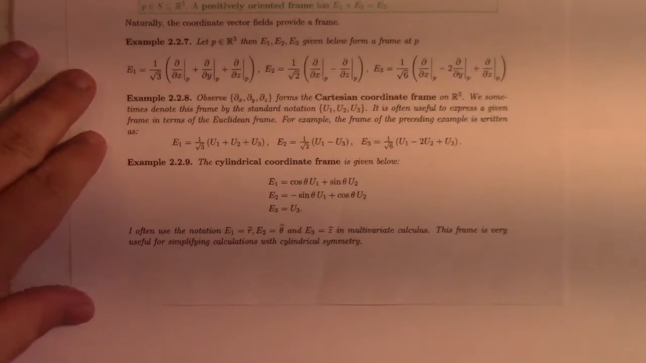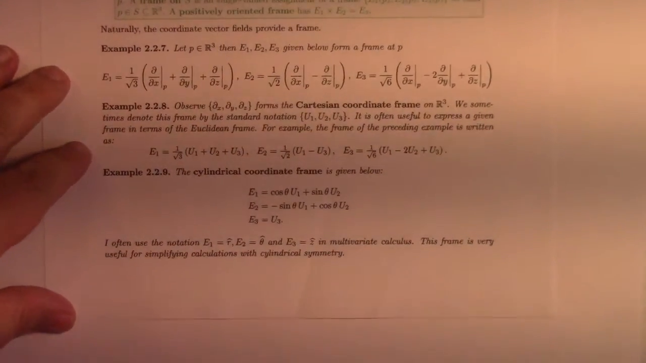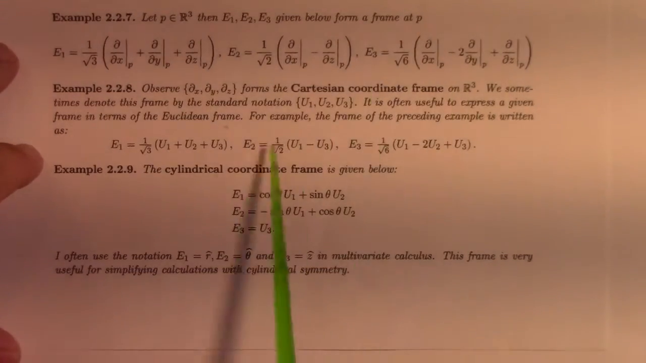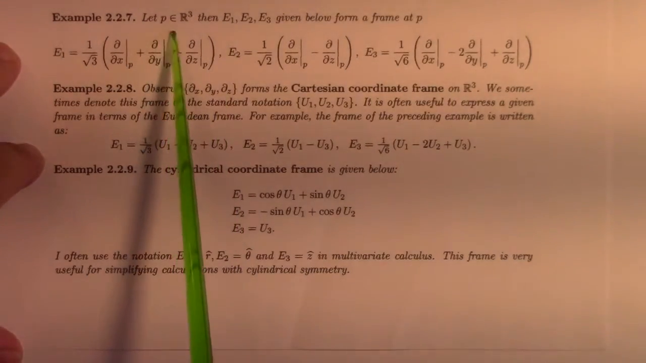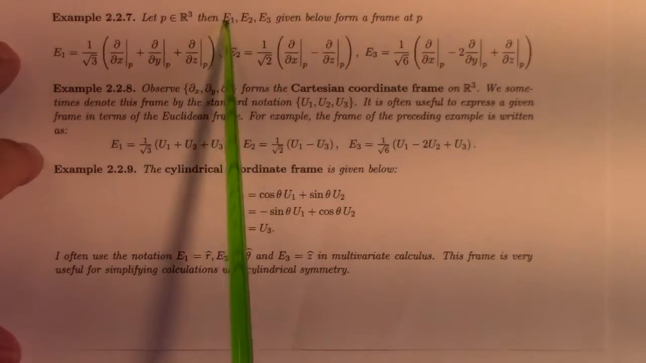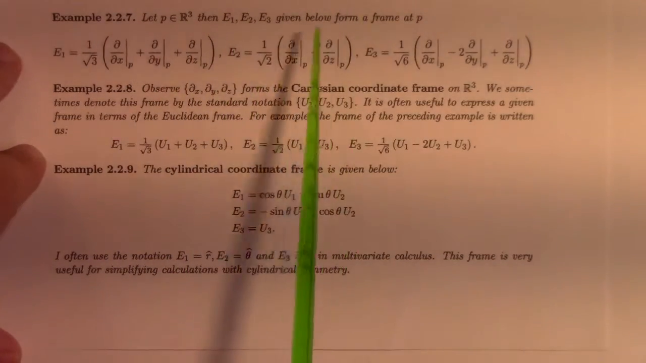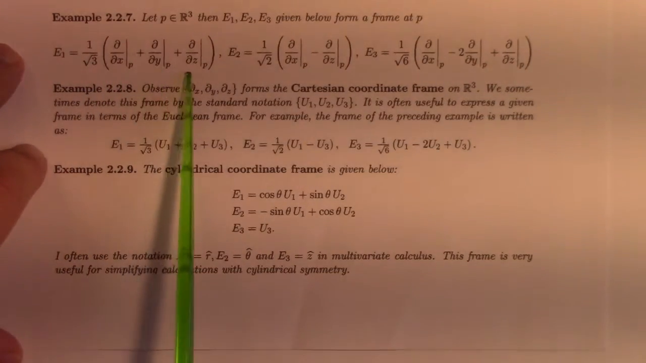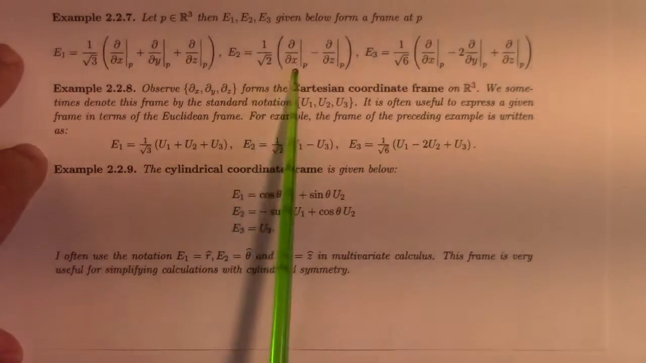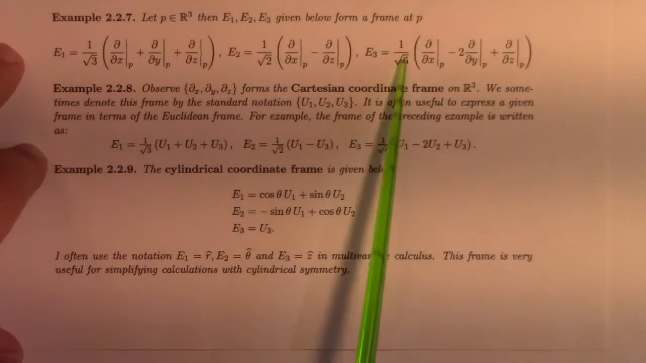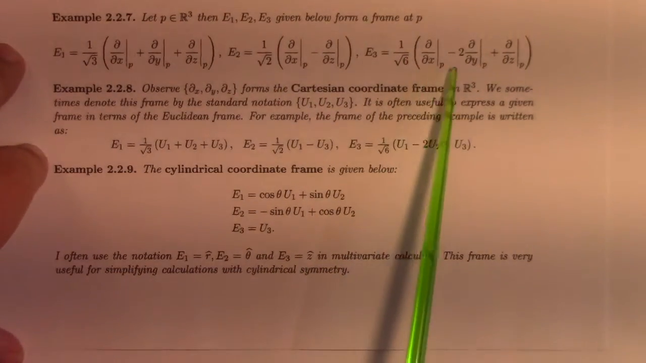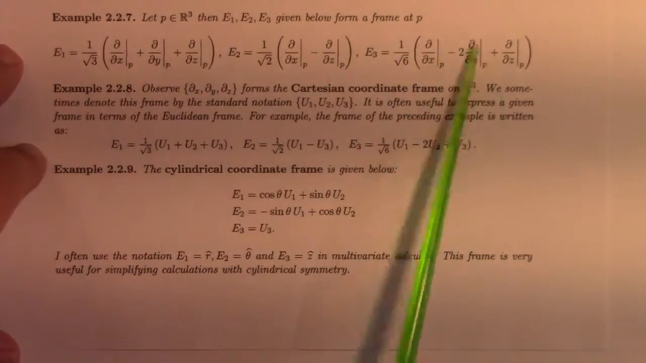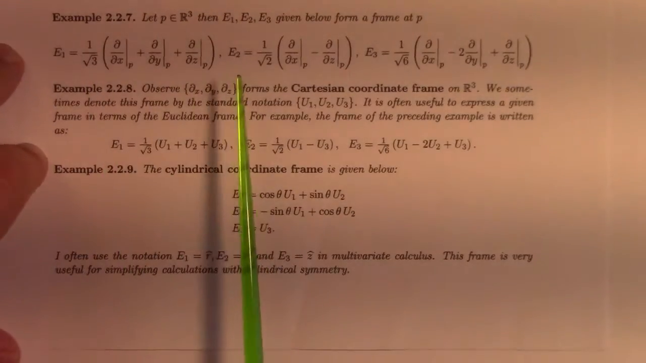So here's an example right here. Here's any point P, whatever you like. I can take E1, E2, E3 to be this constant frame. E1 is 1 over root 3 times partial x plus partial y plus partial z. E2 is 1 over square root of 2 times partial x minus partial z. E3 is 1 over square root of 6 times partial x minus 2 partial y plus partial z. You can take the dot products pairwise of any of these and you get 0.